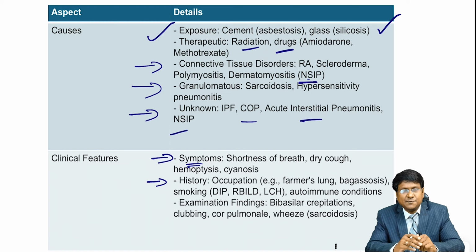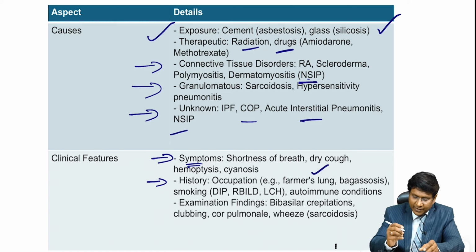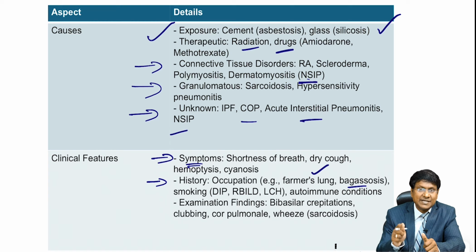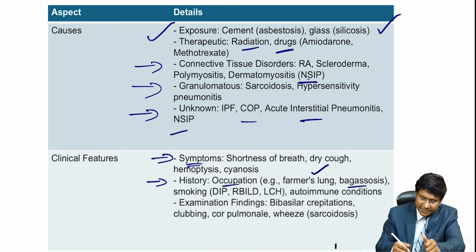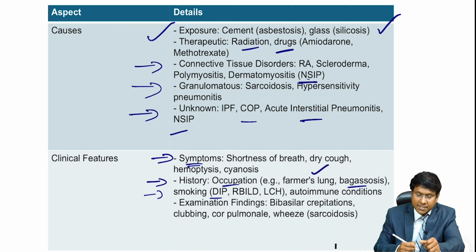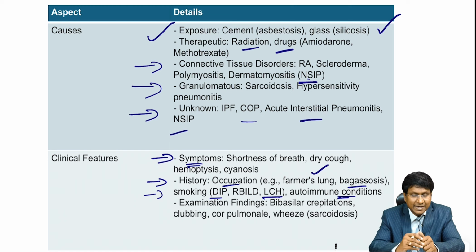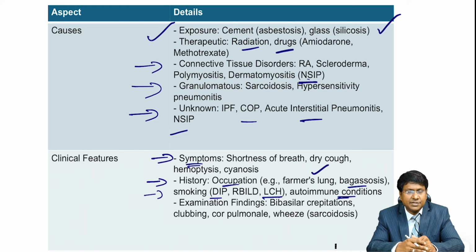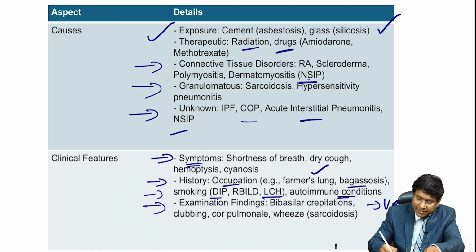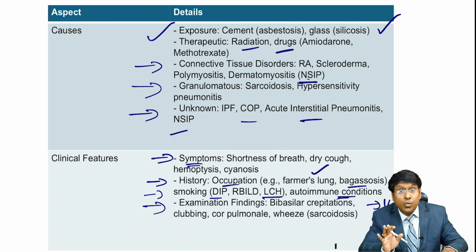And if you take the history in these patients, occupational history is very, very important, where the individual is having farmer's lung, or when the individual is having bagassosis, where there is exposure to sugarcane dust, that will be the important occupation that will result in the development of interstitial lung disease. Next is the smoking. So smoking will result in the development of desquamative interstitial pneumonitis and Langerhans cell histiocytosis. Followed by that, autoimmune conditions can also contribute to the development of the ILD, and on examination, along with clubbing, you will have bilateral crepitations, and the type of crepitations that you will have in patients with interstitial lung disease will be Velcro crepitations.